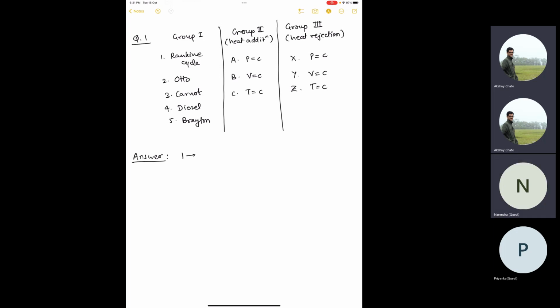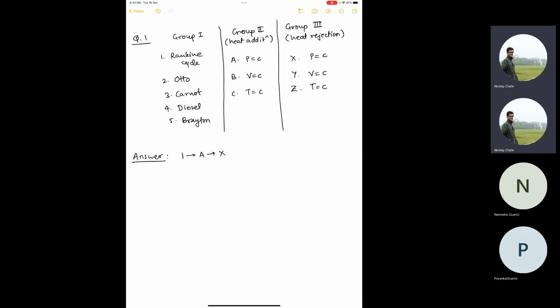So I'll describe it this way. The Rankine cycle: heat addition at a constant pressure, heat rejection also at a constant pressure. So it will be X. So that way you can do all other things.